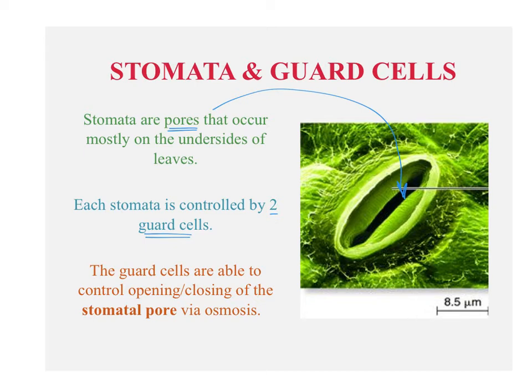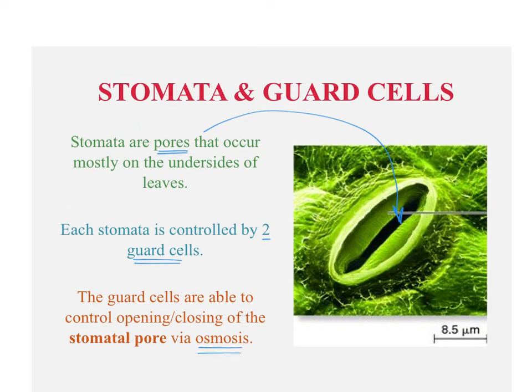Now the guard cells are able to open and close the stomatal pore depending on the concentration of water available in the plant. They control the opening and closing of the stomata via osmotic pressure, via osmosis and the inflow and outflow of water from those guard cells.